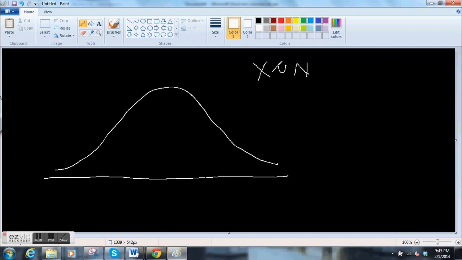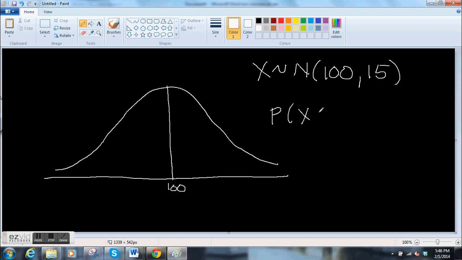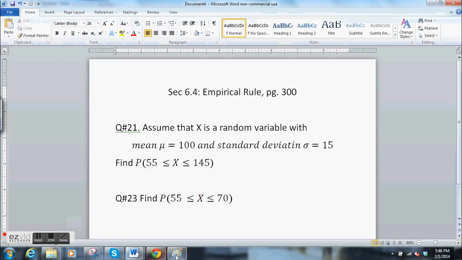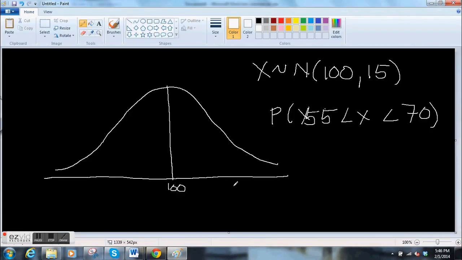X is normally distributed with a mean of 100 and a standard deviation of 15. So you draw a picture like this. Your notes will be filled with weird little pictures. And we want the probability now that x is between 55 and 70. I will check. Yep, 55 and 70. Okay, so we're going to use the empirical rule again.